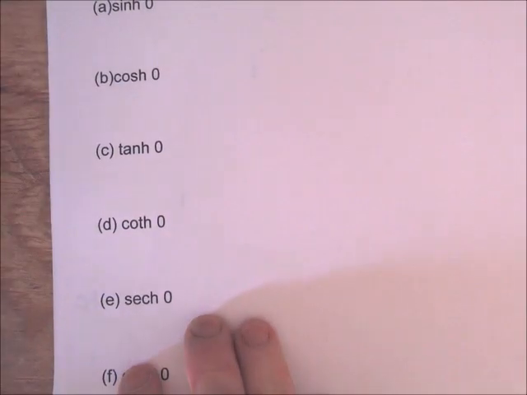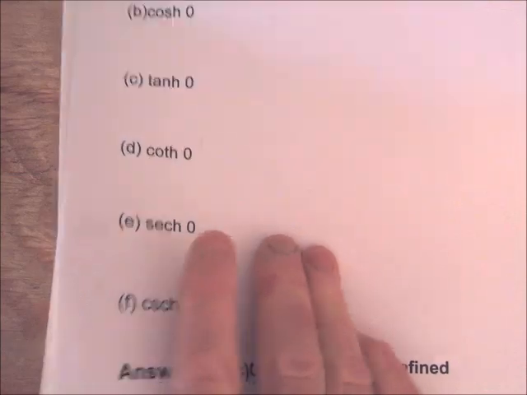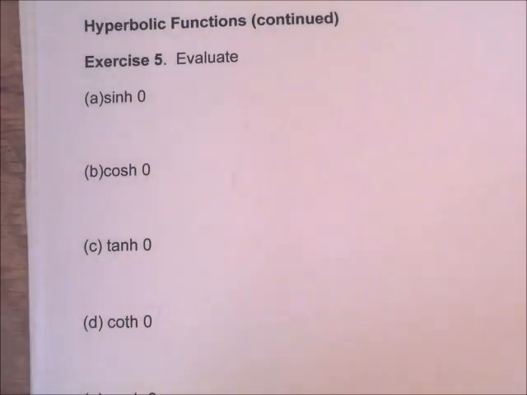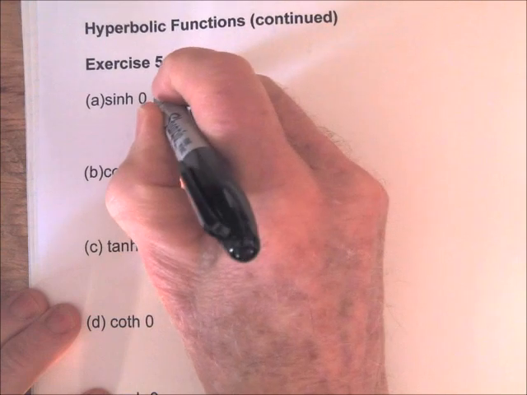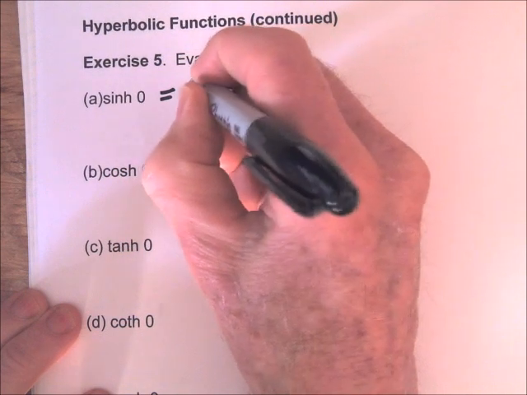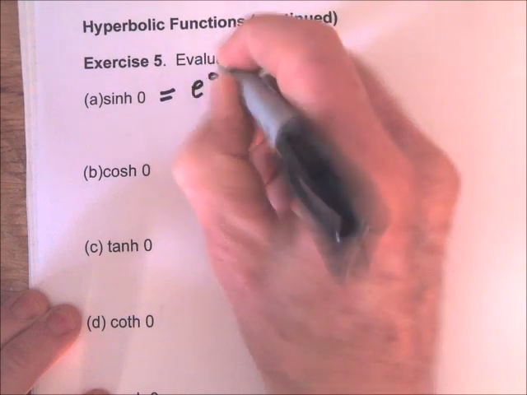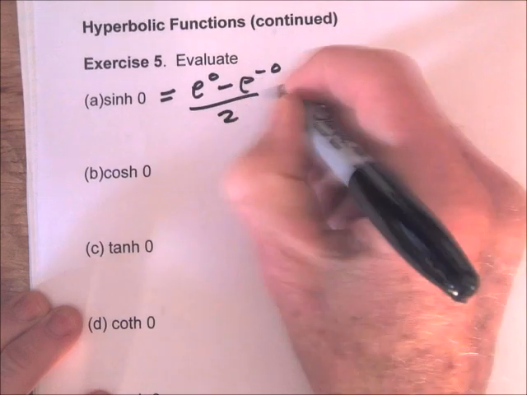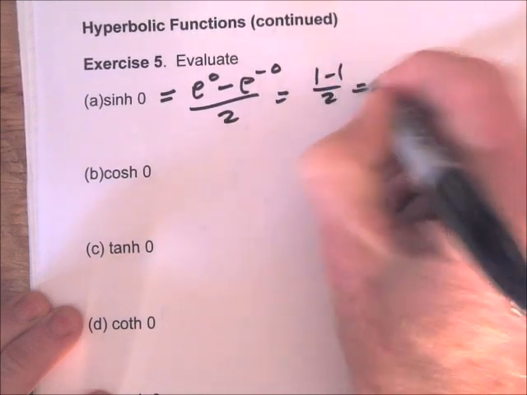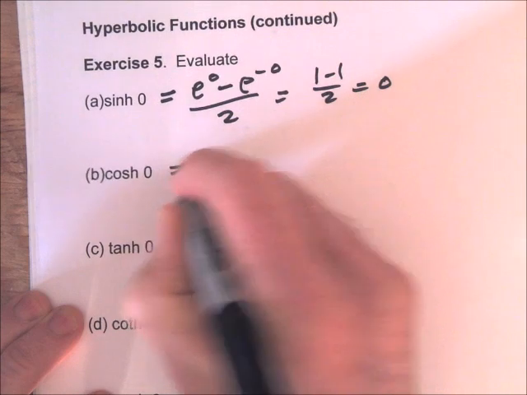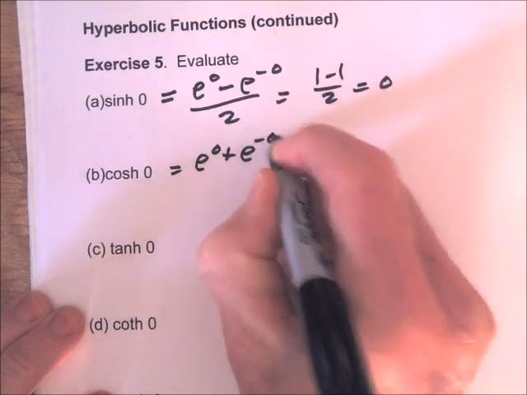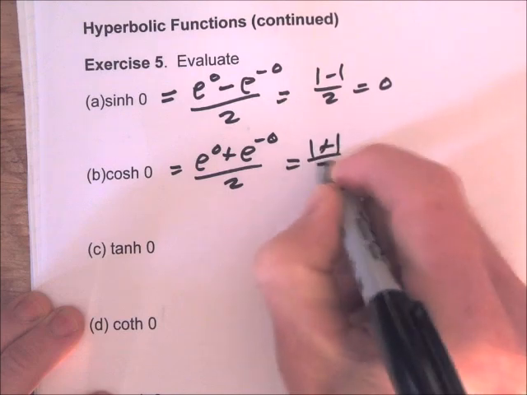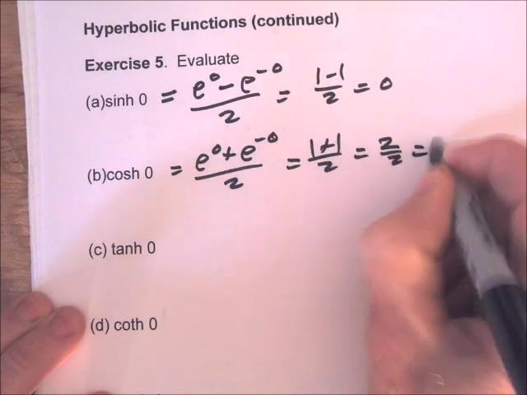Okay, so let's evaluate some values, and this will also be helpful. The limits will be helpful in sketching the graph, and also being able to plug in values will help in sketching the graph. So if you plug into the definitions, sinh of 0 is e to the 0 minus e to the minus 0 over 2. So it's 1 minus 1 over 2, which is 0. Cosh of 0 is e to the 0 plus e to the minus 0 over 2, 1 plus 1 over 2, which is 2 over 2, which is 1.